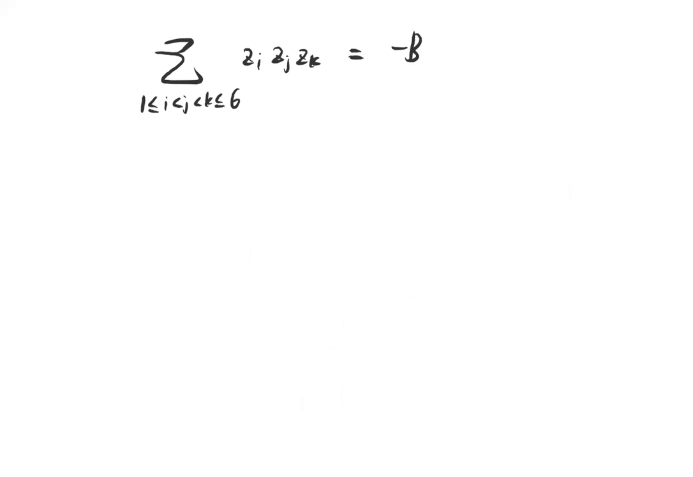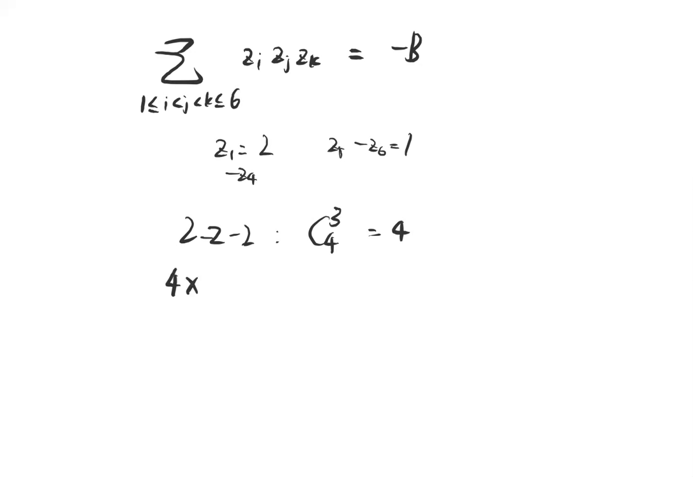Let's say z1 to z4 is 2, and z5 to z6 is 1. We want to add all of the combinations together. First of all, the first combination is just 2 times 2 times 2. We choose 3 numbers from 4 twos, so C(4,3) is 4 ways. Since 2 times 2 times 2 is 8, the sum is 4 times 8, which is 32.